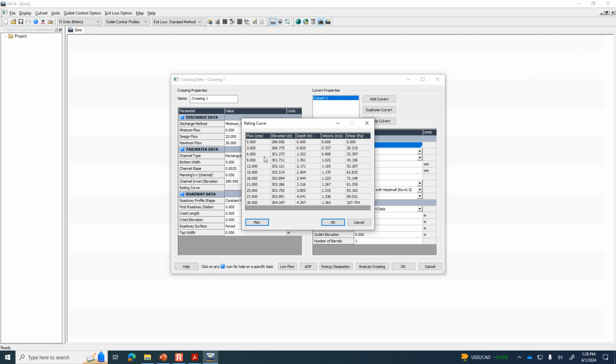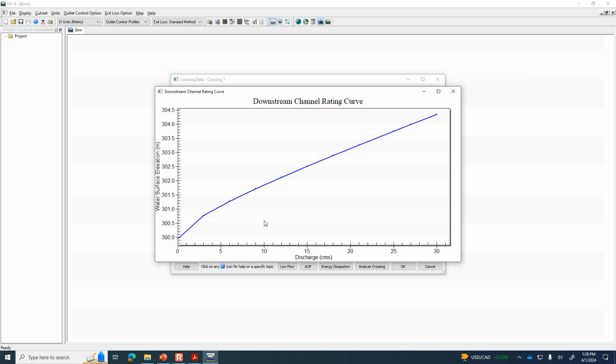And if you click here on View Rating Curve, it'll do a bunch of calculations for us to say at a certain flow rate, what is the depth of the water in the channel. So this is actually pretty interesting stuff. We can plot it here. And this shows us for a certain flow rate at what elevation is the water downstream.